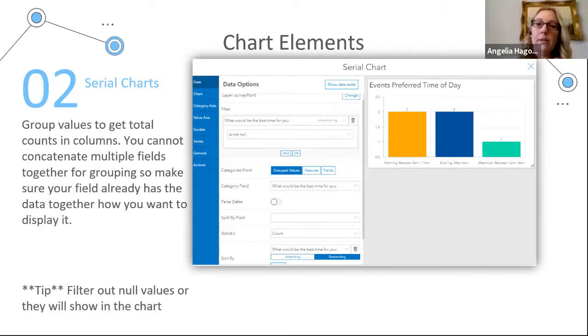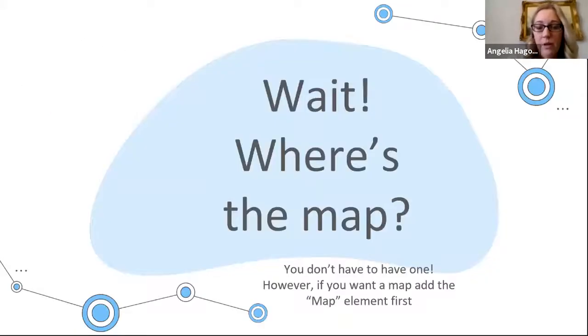So you need to keep that in mind. If you want to group your data, it better be already ready to go. And Arcade expressions in Operations Dashboard at this time aren't allowed. I know the beta version does. But I also recommend filtering out your null values, otherwise it will show. Where's the map? You don't have to have one. However, if you do want to have one, add it first.